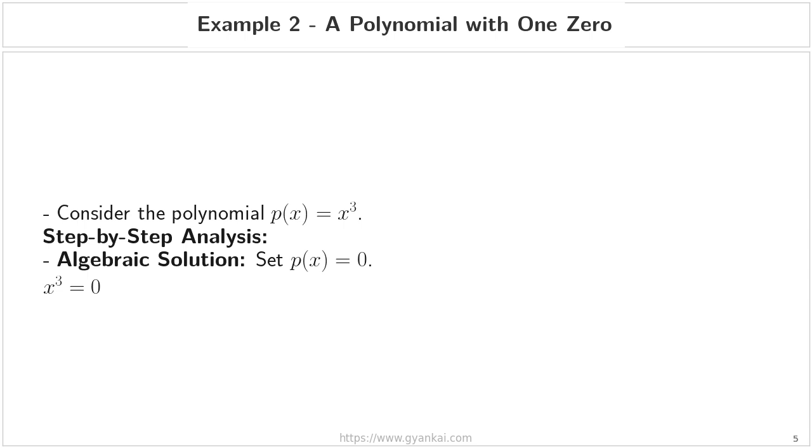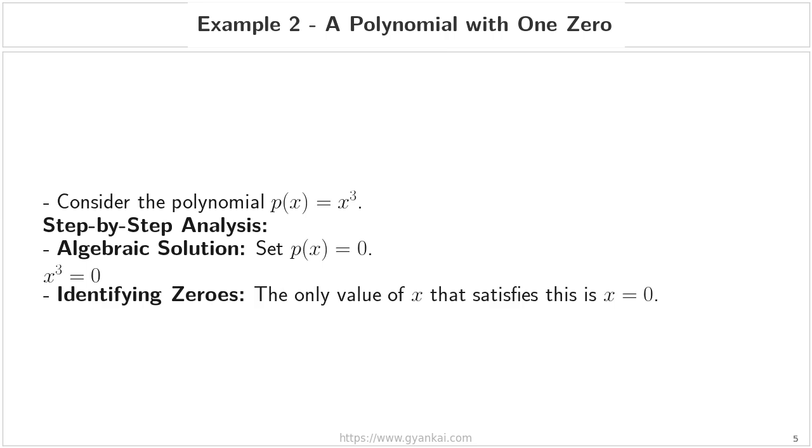First, for our algebraic solution, we follow the same rule we've used throughout this lesson. We set p of x equal to 0. This gives us the equation x cubed equals 0. When we move to identifying the zeros, we ask ourselves, what value of x, when multiplied by itself 3 times, results in 0? The only possible answer is x equals 0.